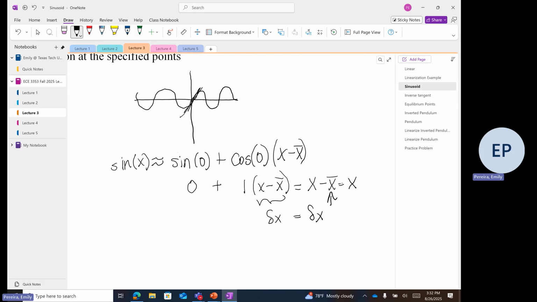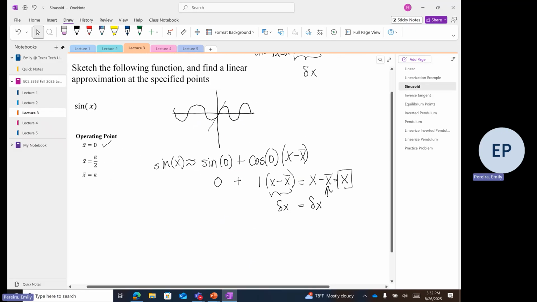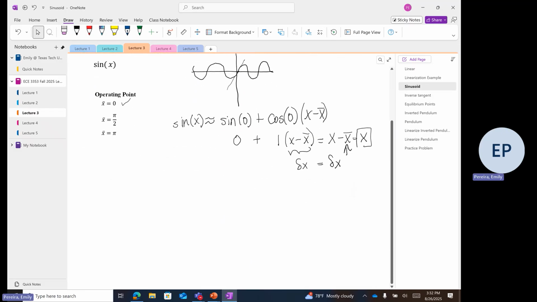Okay, so you can see that f of x is equal to x. This is our linear function, which goes through the origin here. Cool, let's do our second example.